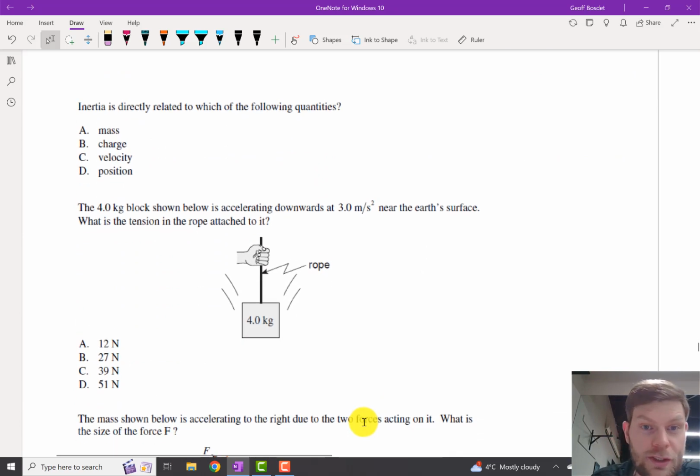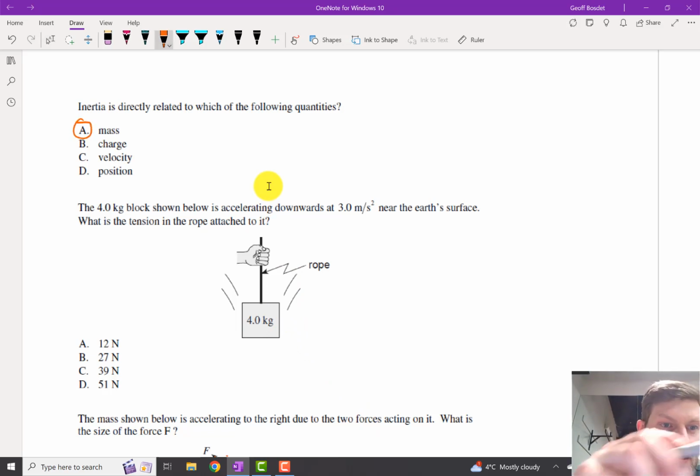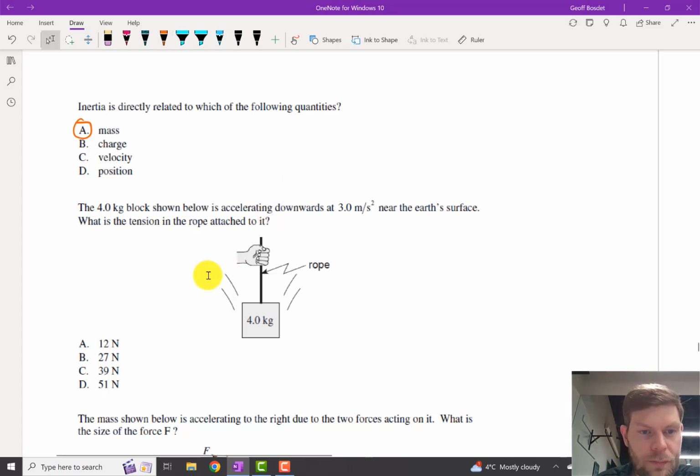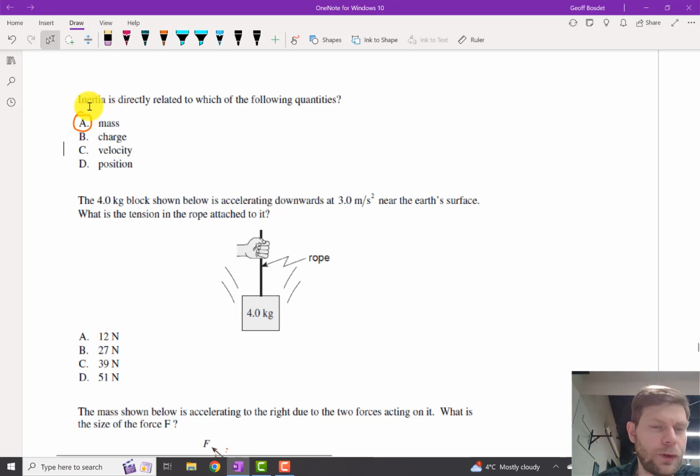Inertia is directly related to which of the following quantities? Inertia is resistance to change in velocity. Inertia is determined by mass. Yeah. First law of motion is called the law of inertia, and it's saying things tend to keep moving in a straight line at the same velocity as they were going before. And how much they tend to do that is determined by their mass.